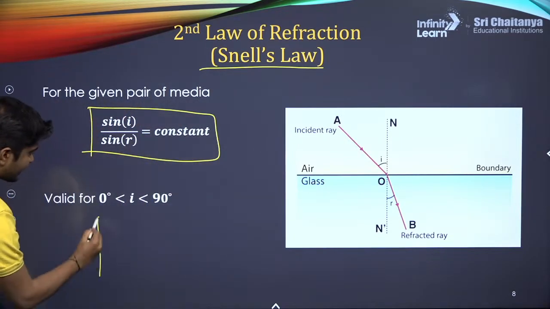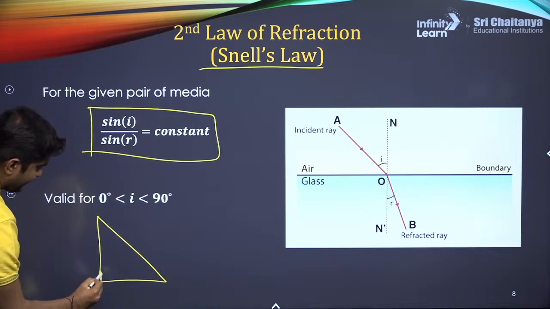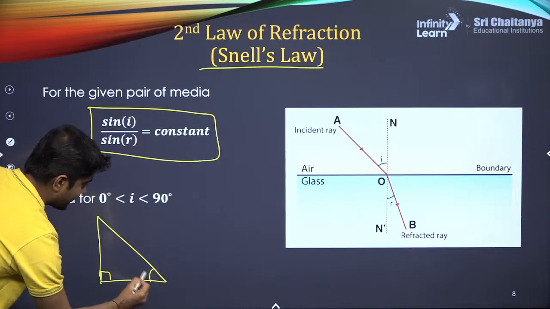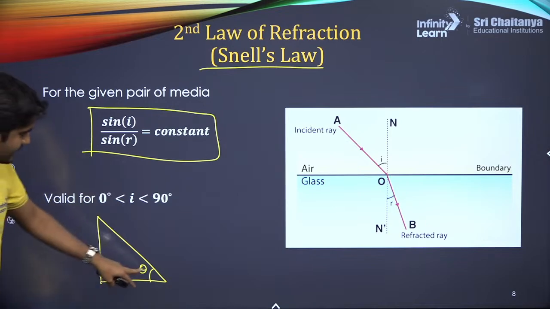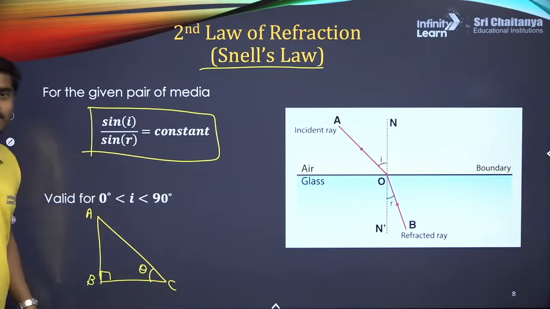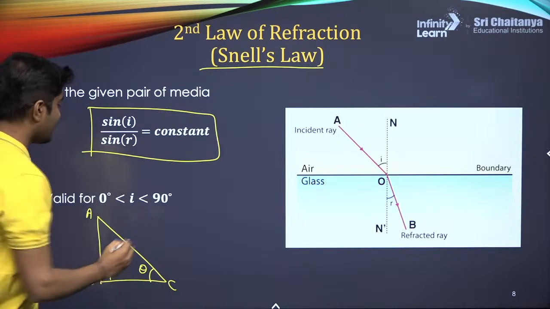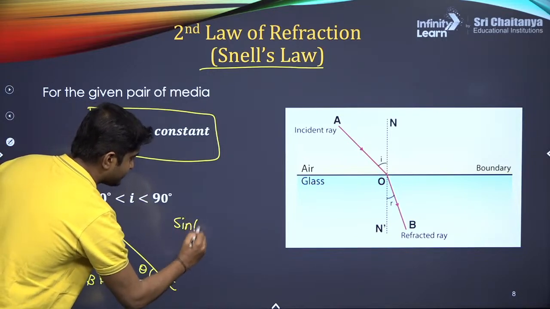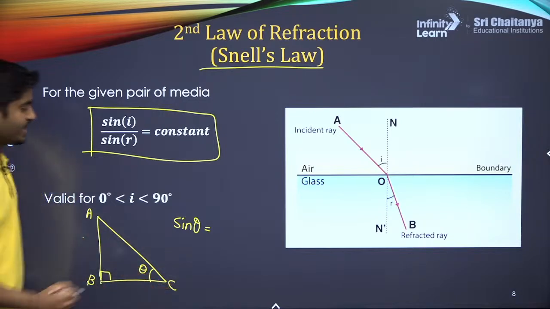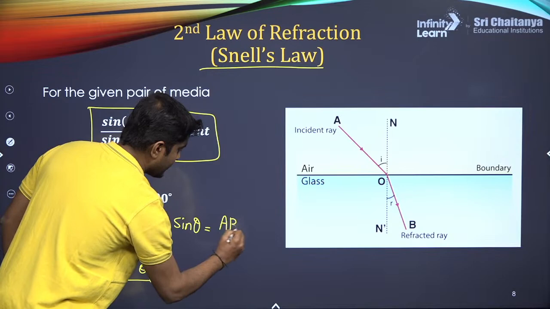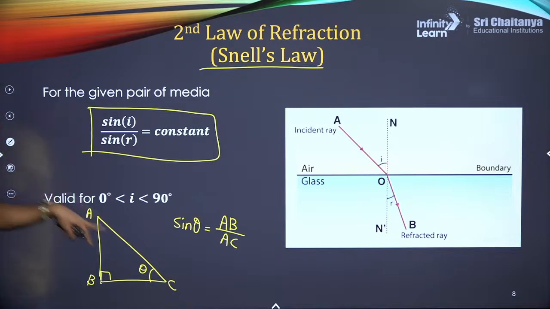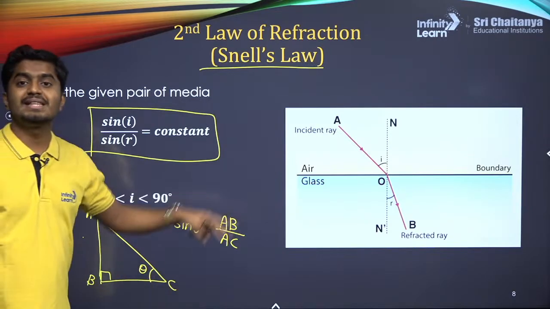If there is a right angle triangle, one of the angles is 90 degrees. Let's suppose this angle here is theta. I'll name this triangle A, B and C. So sin theta is defined as the opposite side, which is AB, divided by hypotenuse, which is AC. So opposite side divided by hypotenuse. This is how sin theta is defined.